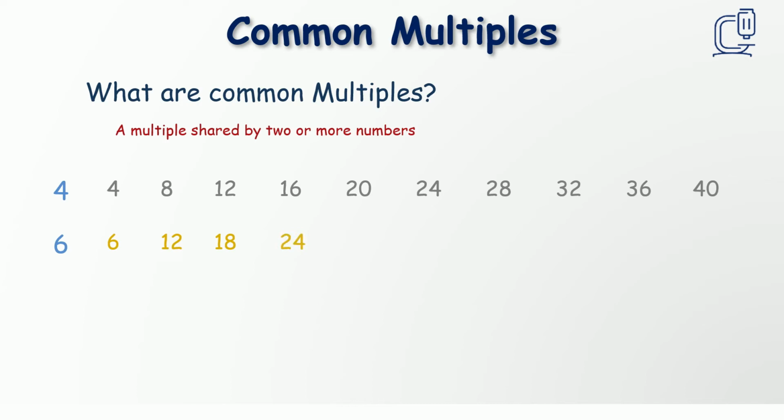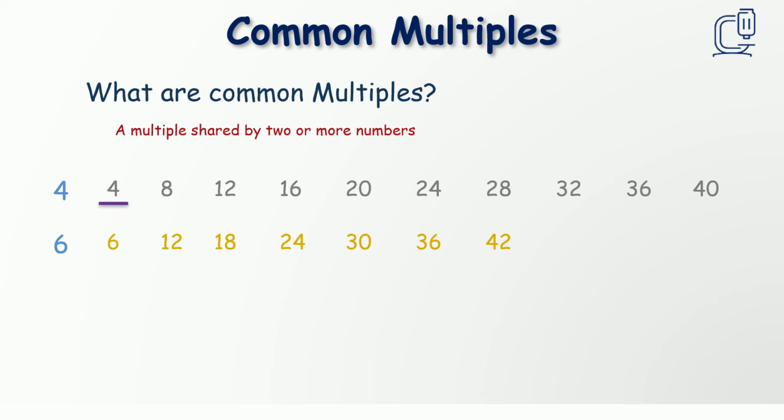6 times 4, which is 24. 6 times 5, which is 30. 6 times 6 is 36. 6 times 7 is 42. So now we have multiples of 4 and 6. Let's see their common multiples. Common multiples, we need to see which numbers are in the 2 lists of multiples of 4 and 6.